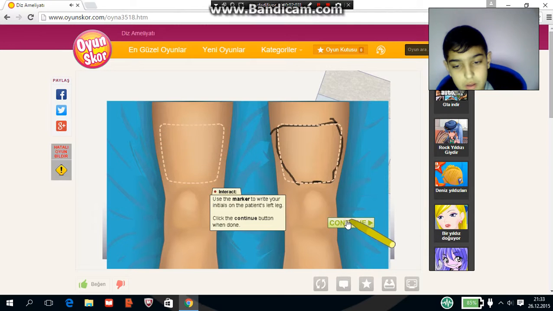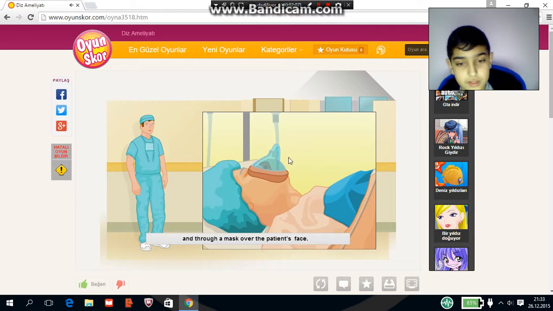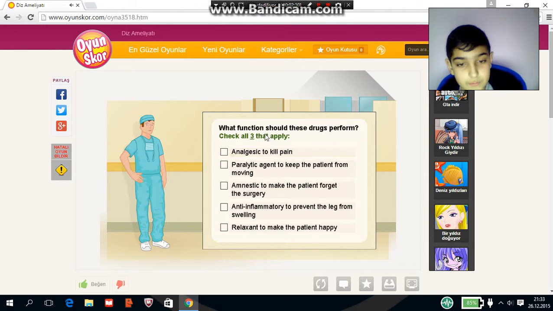The anesthesiologist administers drugs through the IV and through a mask over the patient's face. What function should these drugs perform?